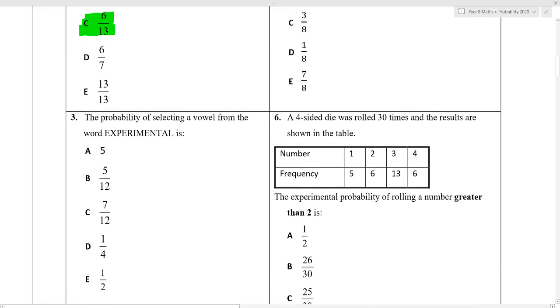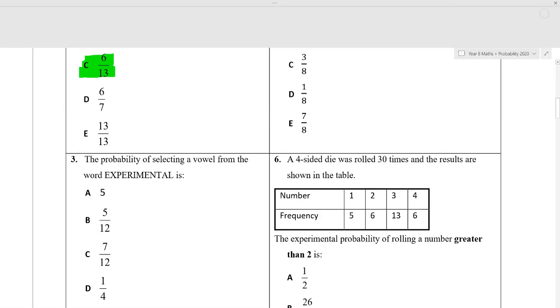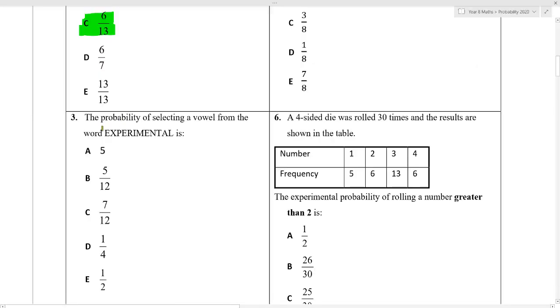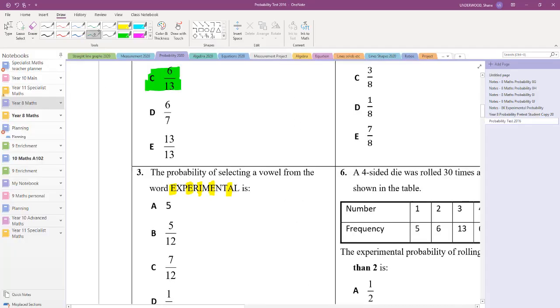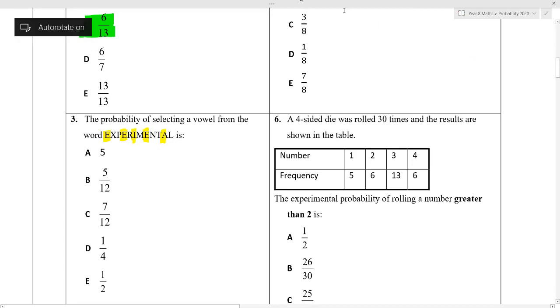The probability of selecting a vowel from the word experimental. Well, let's write out the vowels that we want. E is a vowel, E is another vowel, I is a vowel, E is another vowel, and A is a vowel. So how many favourable outcomes do I have? We've got 1, 2, 3, 4, 5. That's fine, 5. So that's 5 out of, and how many letters in experimental? 12. So the probability of a vowel is equal to 5 favourable outcomes out of 1, 2, 3, 4, 5, 6, 7, 8, 9, 10, 11, 12. Yes, so the answer is B.